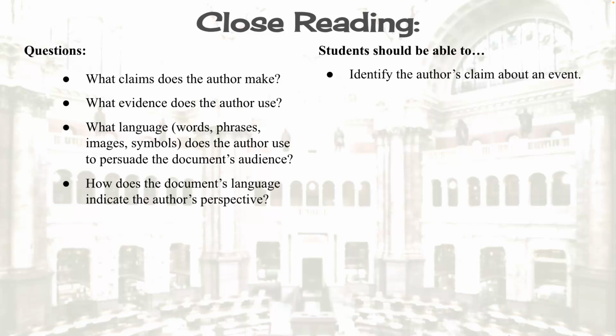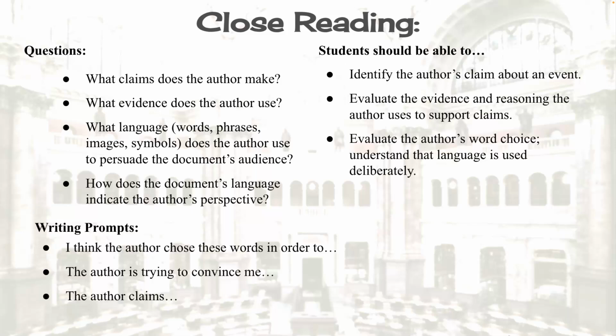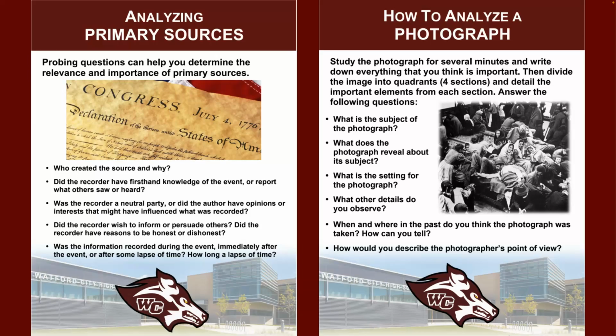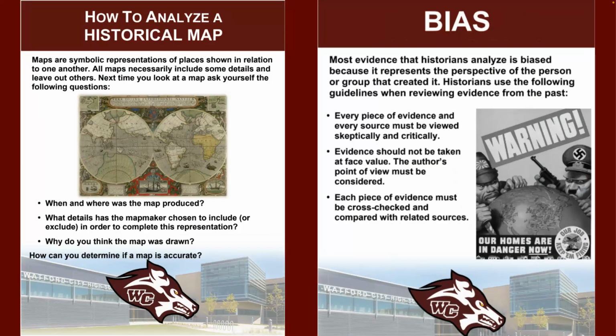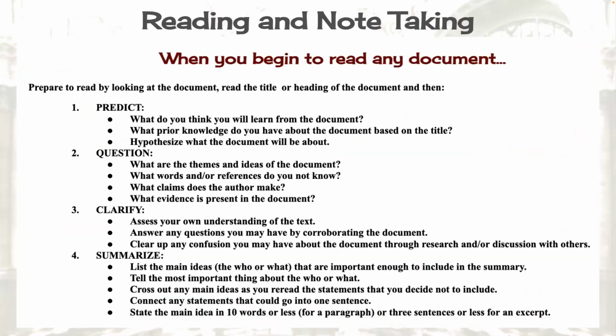Close reading, same thing. You have a number of questions to answer, what you should be able to do, and then you should be able to explain what the author is trying to convince you of. Okay. And then there are some other things we're going to do. We'll analyze sources. We'll look at how to analyze a photograph. We'll analyze artifacts. We'll analyze political cartoons. We'll analyze historical maps. And of course, we need to understand and identify that bias is present in everything.